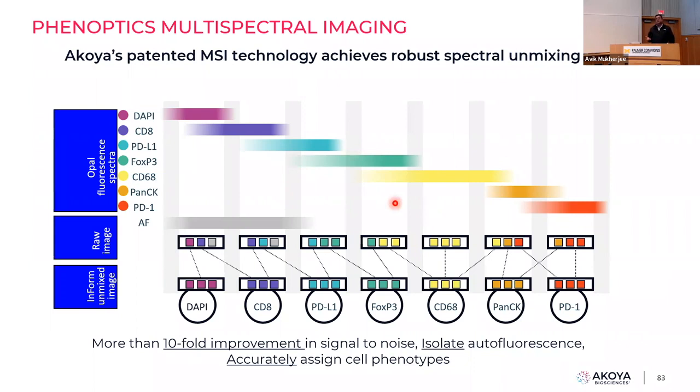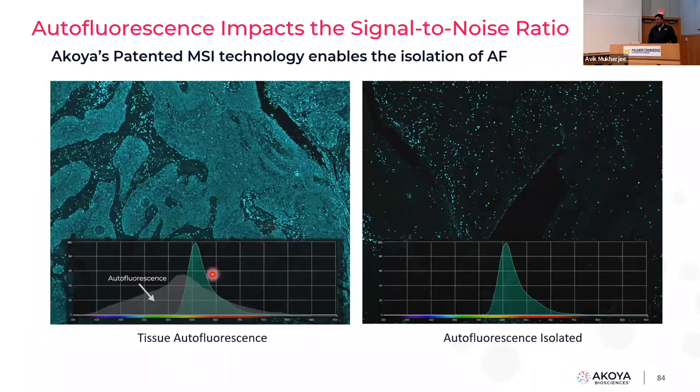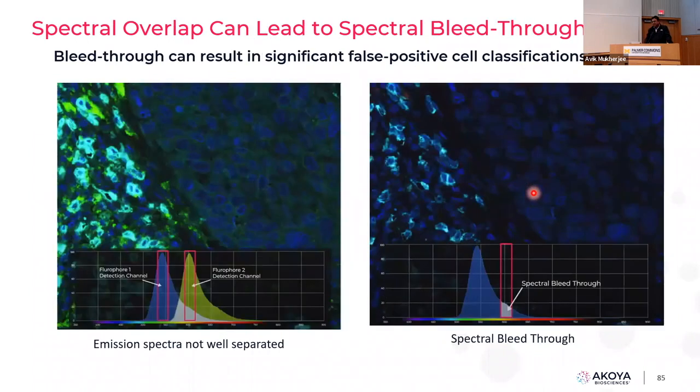Here, with the PhenoImager technology, we do a multispectral unmixing, where all the right colors come back to their right panel after the image has been taken, using the inForm image analysis software, and also we isolate autofluorescence. Here is an example where you can see there is a tissue autofluorescence masking a lot of the signal, but once you do the autofluorescence isolation, you can see the weakly expressing markers better. And also, when you do the unmixing, you can see there is overlap. You remove the overlap and the bleed through, and you can better see the marker expression.